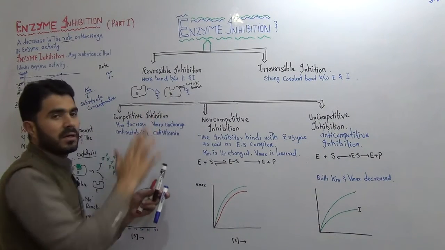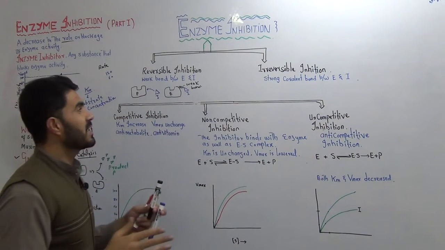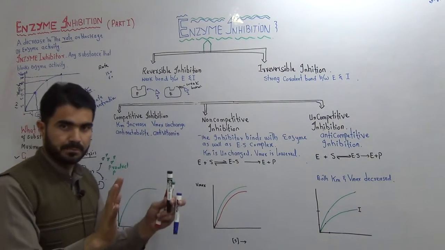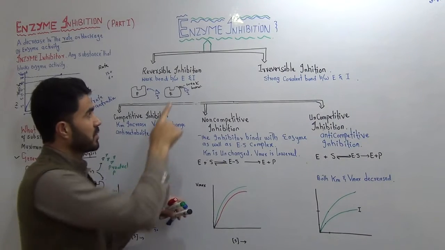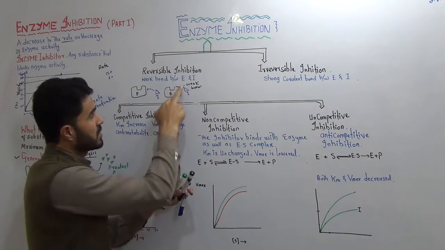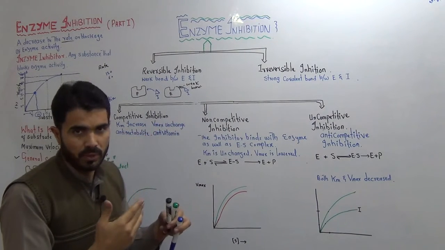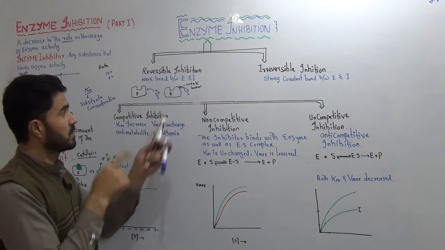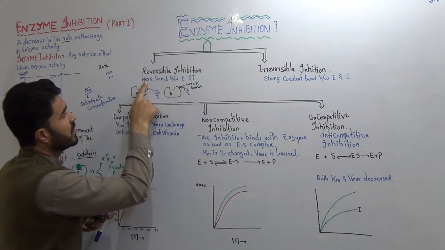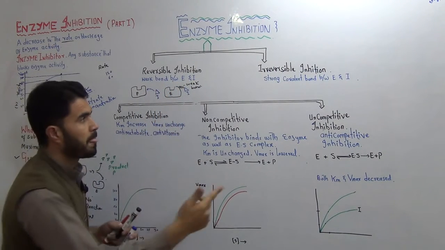Means you cannot inactivate this enzyme forever. Enzyme can be blocked, but temporarily, because this bond is very weak. Once the bond is broken, the enzyme is again ready to do work. So this is called reversible inhibition. There will be a weak bond between the enzyme E and the inhibitor I.